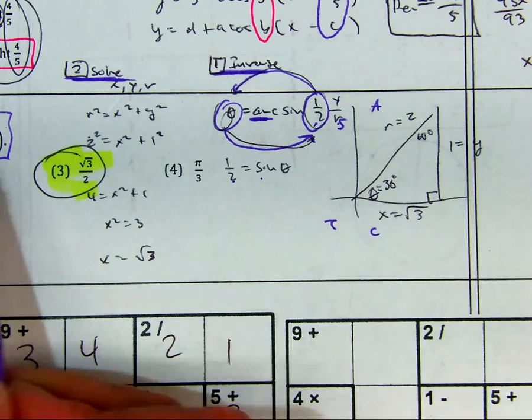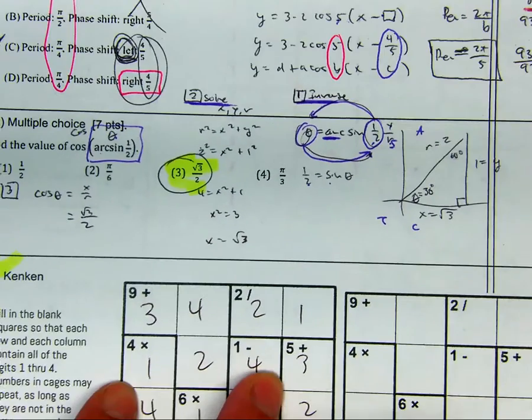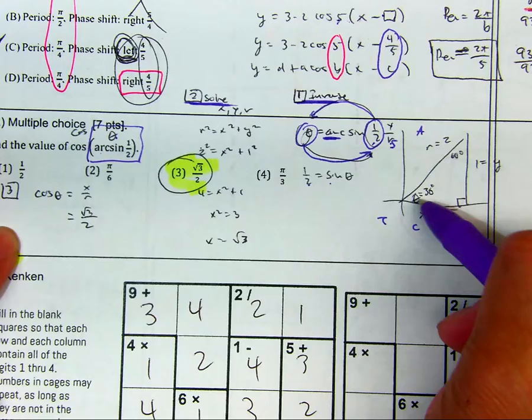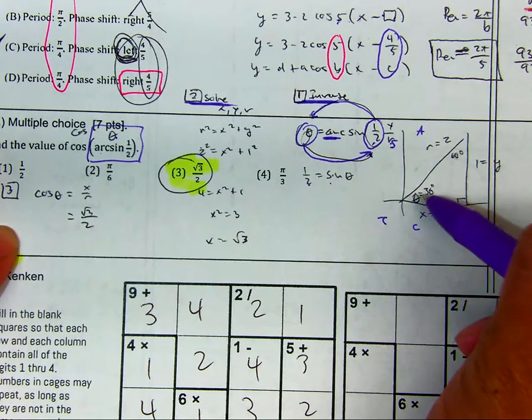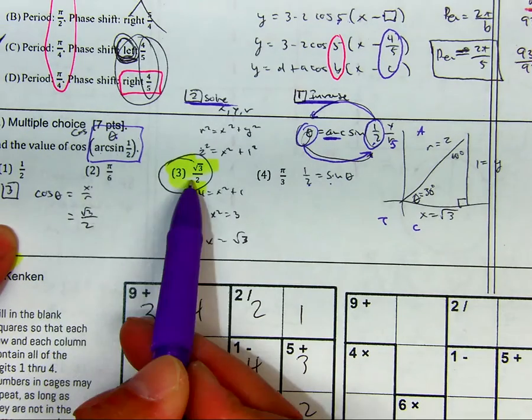And then really in this problem, you're just finding cosine. Cosine of theta. Well, cosine is x over r. And my x over r is radical 3 over 2, so the answer is choice 3.